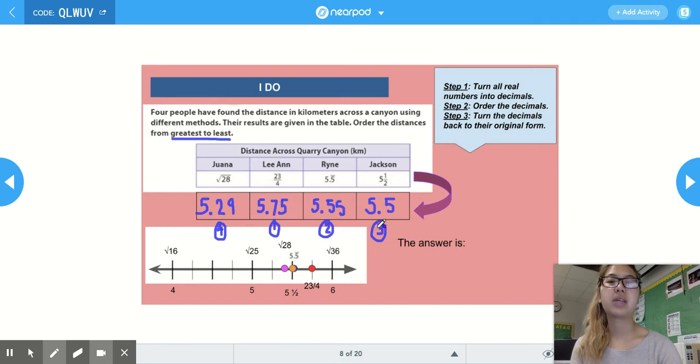And then from here, I have to convert these decimals back to their original form to write our answer. So our answer is that Leanne at 23/4 found the greatest distance. Then it was Ryan at 5.5 with the line on top. Afterwards, it was Jackson at 5.5. And lastly, it was Juana at square root of 28.